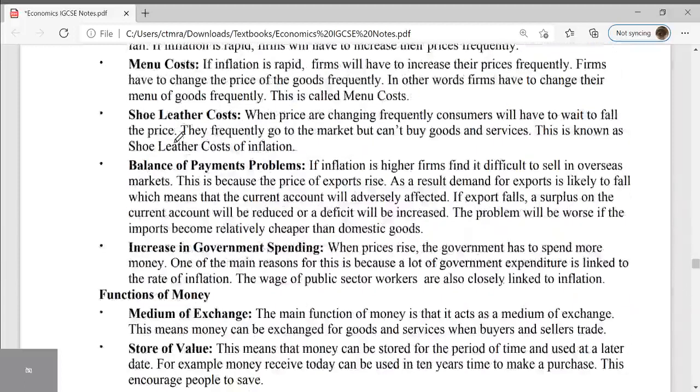Next is menu cost. Menu cost is like when the price is increasing, think about a restaurant or other shops, they will have to change the menu, so they have to reprint the menu. Everywhere they printed the price list of their goods and services, the firms need to change it. That's why this is known as menu cost. Everyone needs to change the menu.